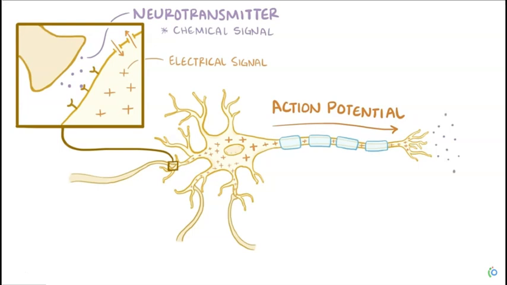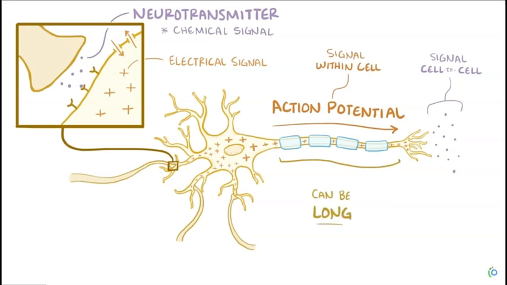relaying the signal. So neurons use neurotransmitters as a signal to communicate with each other, but they use action potentials to propagate that signal within the cell. Some of these neurons can be very long, especially ones that go from the spinal cord to the toes. So the movement of this electrical signal within the cell is super important.